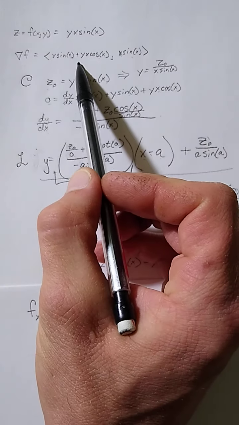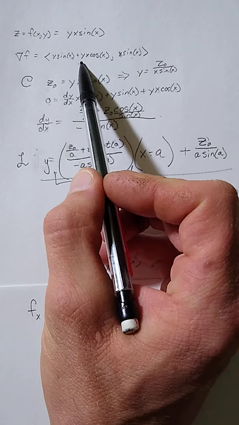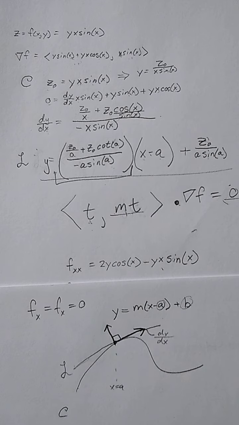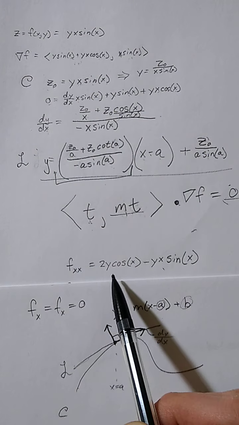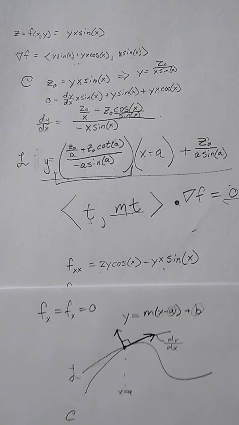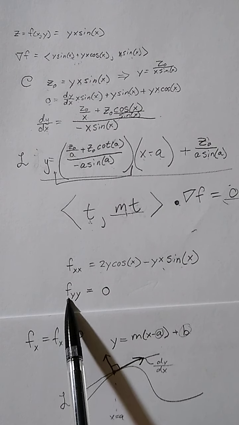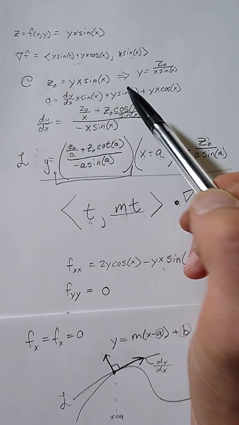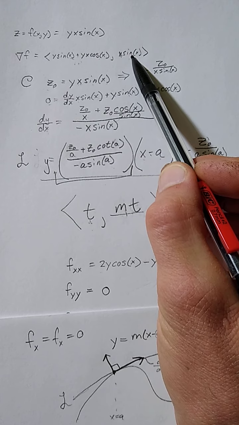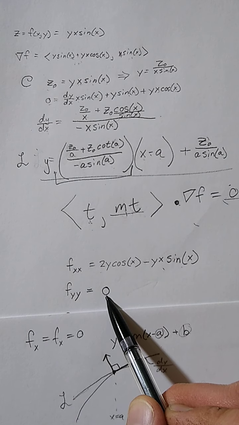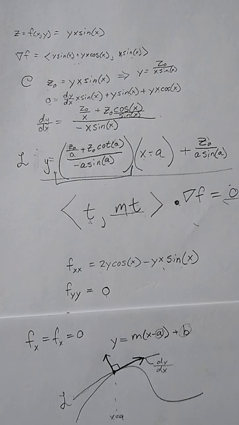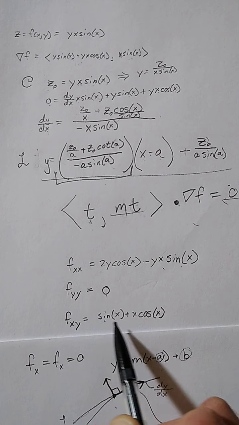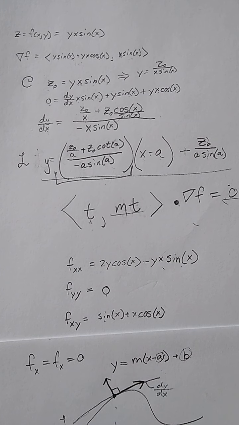So here, notice in the gradient, we actually figured out the first derivative, like we figured out fx and fy. So taking the derivative of this with respect to x gives us that for fxx, and fyy. So notice x sine x has no y's in it. So if I take the derivative of that with respect to y, then I'm just going to get 0. And then the mixed derivative gives me a sine plus x cosine.